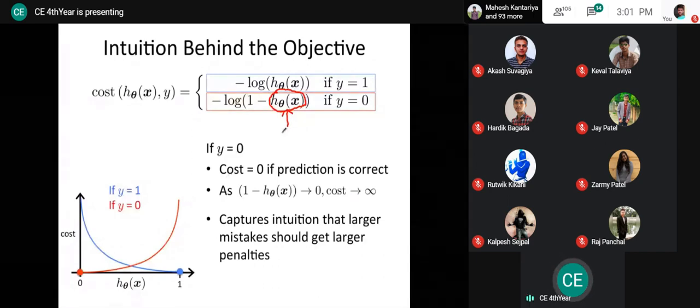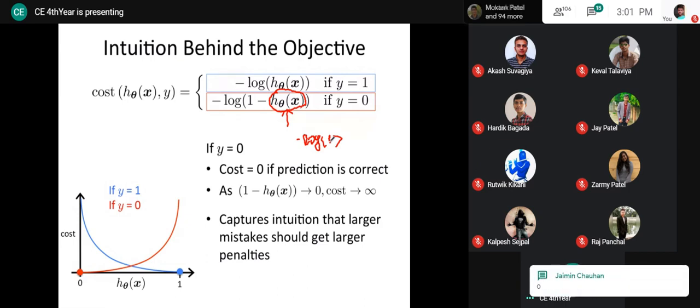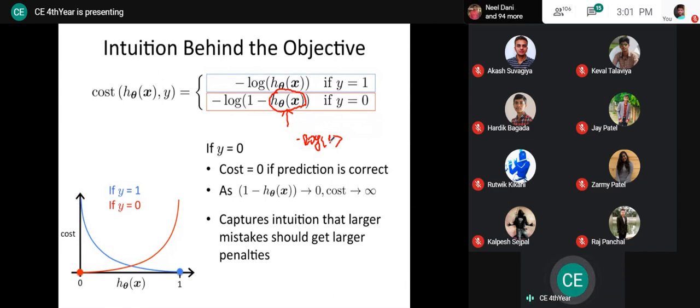So for example, let's say whenever the hypothesis result is 0, or you can say your prediction is 0, so the cost will be minus log of 1 minus 0, or you can say minus log of 1. So in that case, what will be the cost value? What will be the answer to this? Right. So in this case, the answer is 0. But let's try to understand what is the meaning.